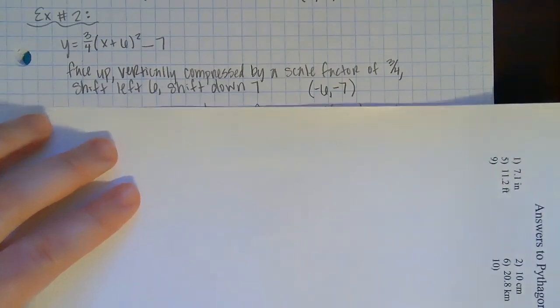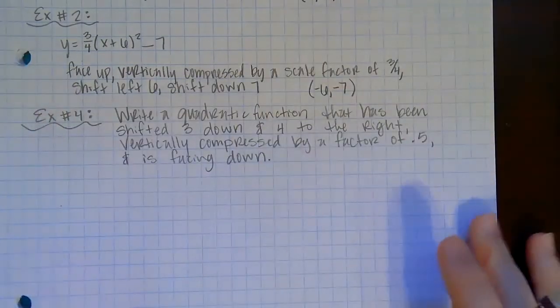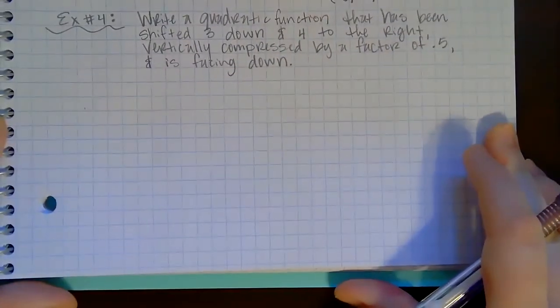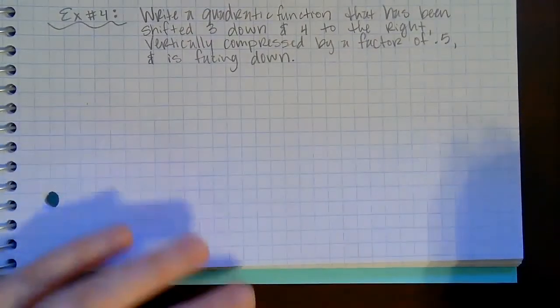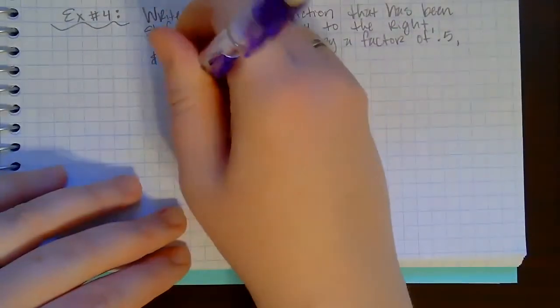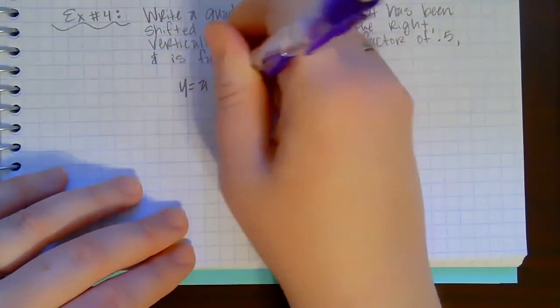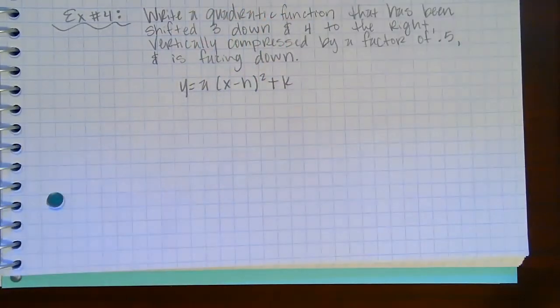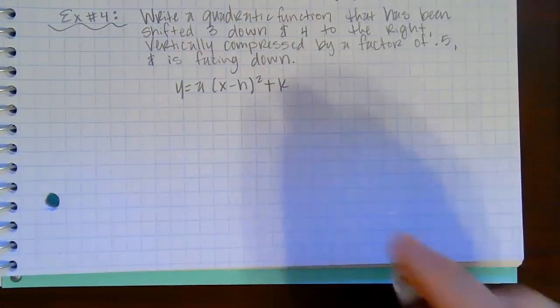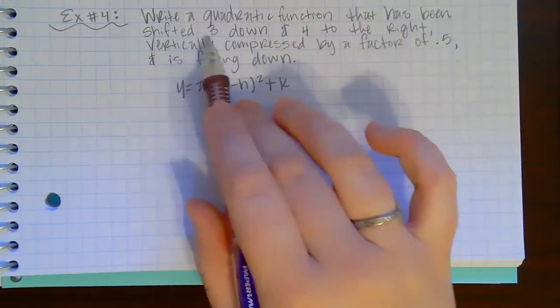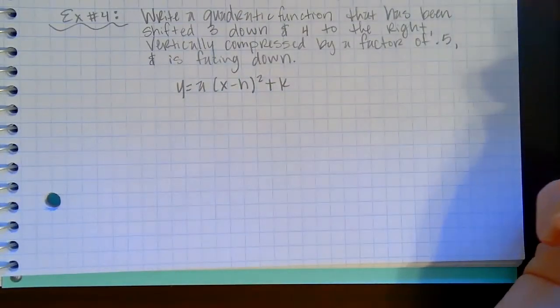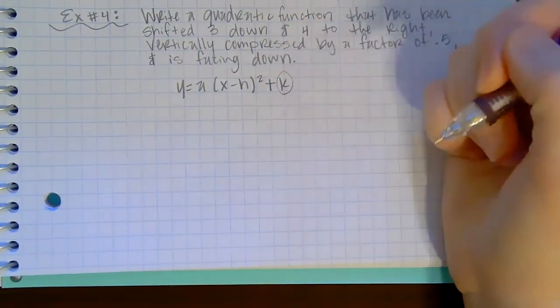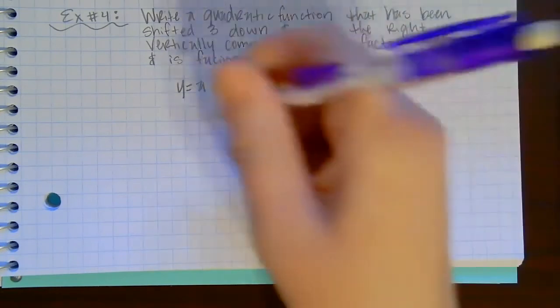Let's look at one last one where it's going backwards, okay? So with this one, they're actually giving me the description. I'm going to write the equation, okay? So I'm going to start by writing the original equation just so we have somewhere to start with. Okay? All right, so it says write a quadratic function that has been shifted down 3, okay? So down 3, that's talking about k right here, okay? Down 3 would be -3, so I change it.